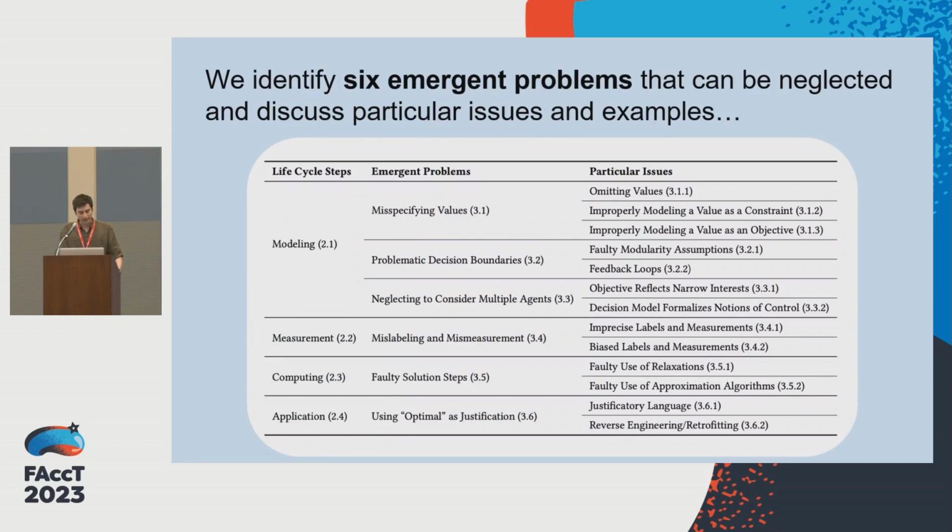So in total, we identify 6 categories of failure modes: misspecifying values, problematic decision boundaries, neglecting to consider multiple agents, mislabeling and mismeasurement, faulty solution steps, and using optimization as a justification for dubious behavior. We refer everyone to the paper for a discussion of these in more detail.